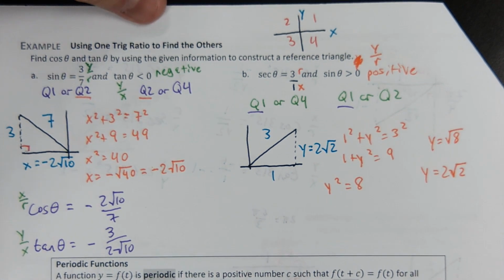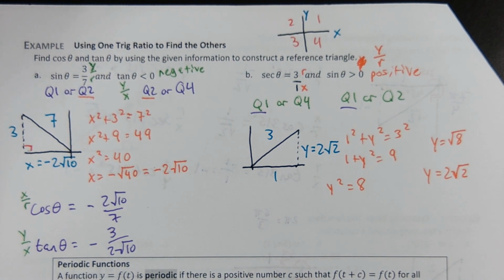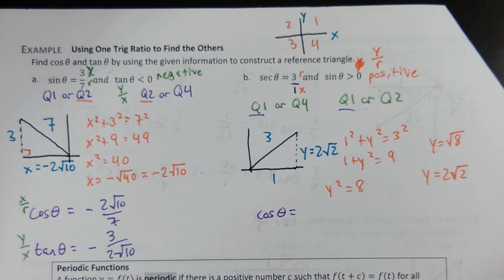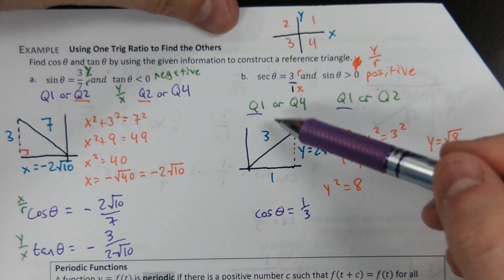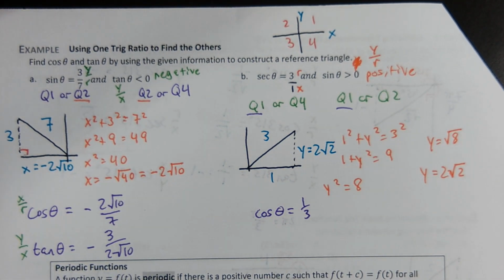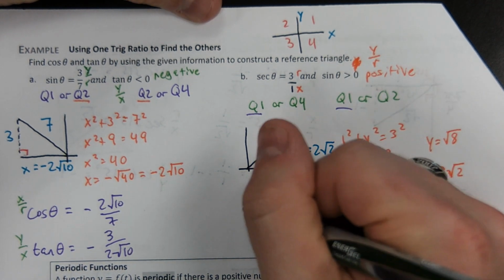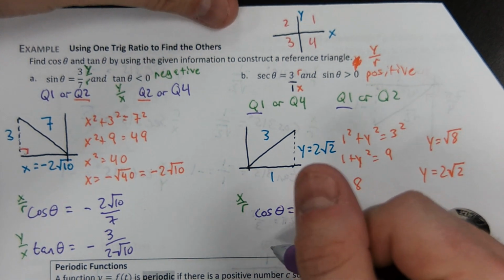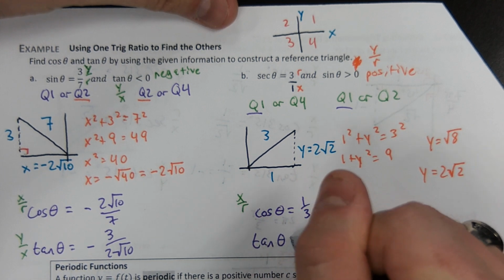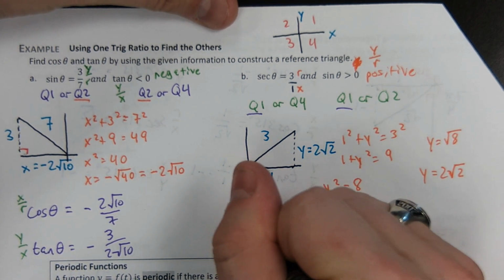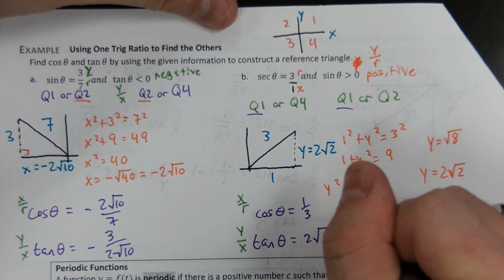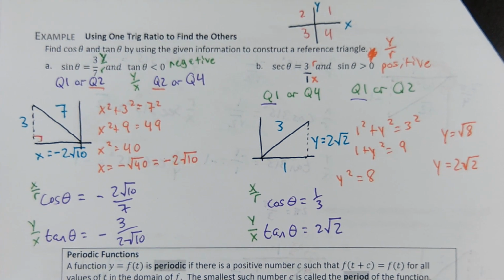Ready to finish it up. Cosine theta. That's the reciprocal of secant. So it's just 1/3. Because we were given 3/1. But in case you don't remember that it's the reciprocal, you could say, oh, cosine is x over r. Either way, you're going to get that 1/3. And the last one for these is tangent. Tangent is y over x. 2 root 2 over 1. There it is.